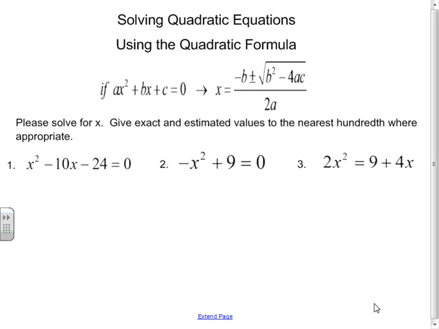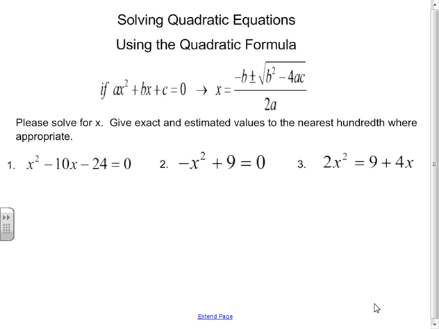This video assumes that you have some ability to read a standard form, as well as the ability to simplify radicals to an exact value. Both of these skills come up in this video. So the directions here say, please solve for x, give exact and estimated values to the nearest hundredth where appropriate.